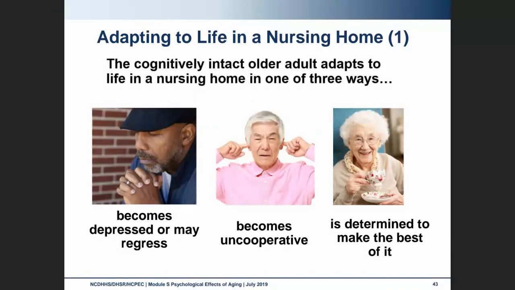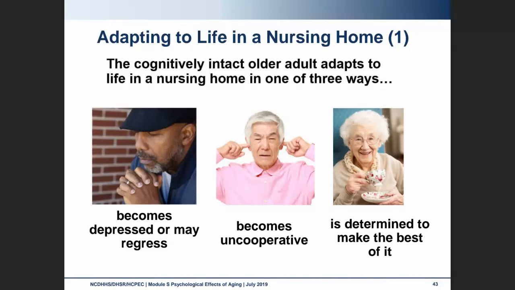The cognitively intact older adult tends to adapt to life in the nursing home in one of three ways. Number one, become depressed: they may regress, withdraw from others, and only show interest in events that affect their own personal physical self. Number two, they may become narrow-minded, uncooperative with staff, and fight all attempts to be included into the normal standard routine of the nursing home. They refuse to view the nursing home as their home. And the third way, they're determined to make the best of their stay in the nursing home and sometimes will even claim to prefer it to the life before admission.